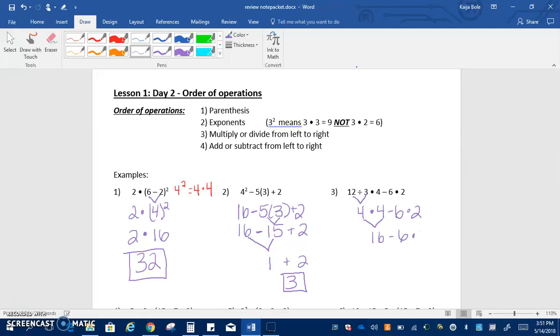Minus 6 times 2. Now I have subtracting and multiplying, so I need to do my multiplying first, and 6 times 2 is 12. So I have 16 minus 12, and 16 minus 12 gives us a final answer of 4.